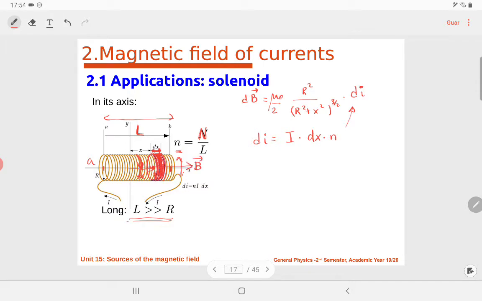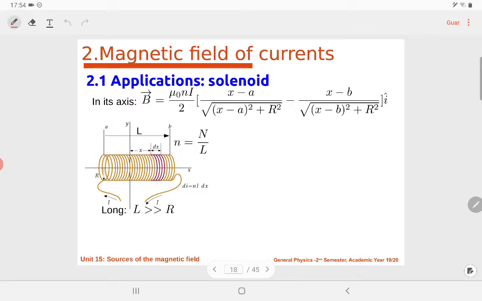Because it's just a matter of adding a lot of loops, and they're all contributing in the same direction. So I'm going to just skip all the demonstrations and tell you that this is the final expression you get, okay? Where x is the point where you're calculating the magnetic field, okay? So this is x, this direction here, this length here, and A is the beginning and B is the end of the solenoid, okay?